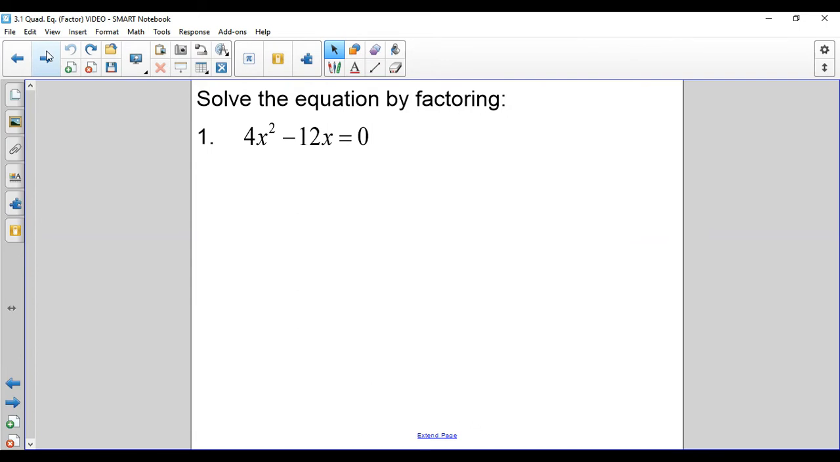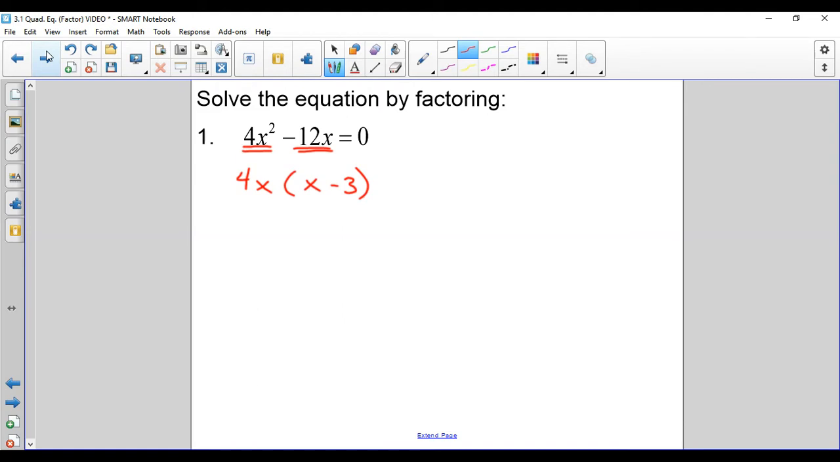So first thing we look for in any factoring problem is a greatest common factor. We have one in this case. We get 4x squared minus 12x. They both have a 4 and an x in common. We take that out. We show what's left over. It's an x minus 3. We set it equal to 0 still.